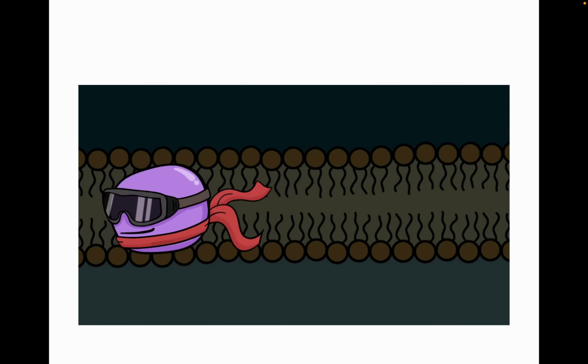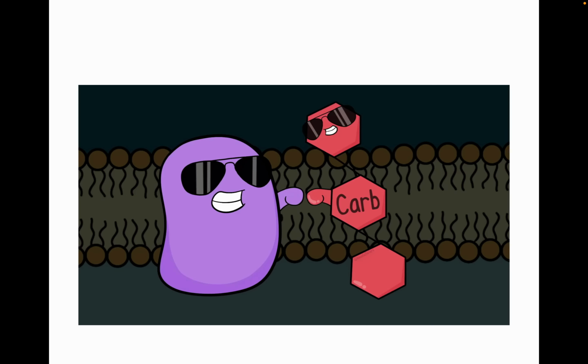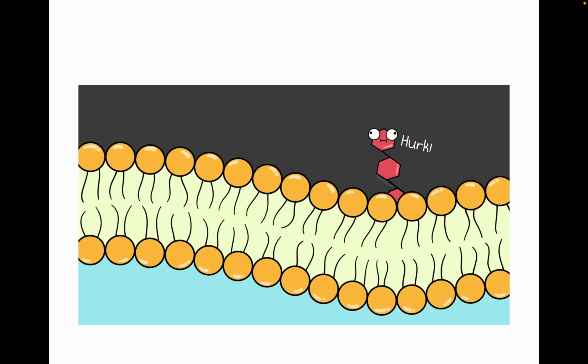They have an assortment of functions, such as acting as enzymes to speed up reactions, or attaching to the cytoskeleton structures to help with cell shape. Both protein types can have carbohydrates bound to them, which can make them considered a glycoprotein. If the carbohydrates attach to a phospholipid, you could have what's called a glycolipid.